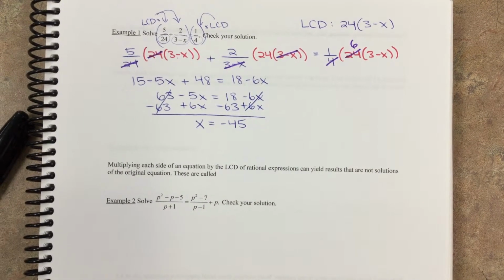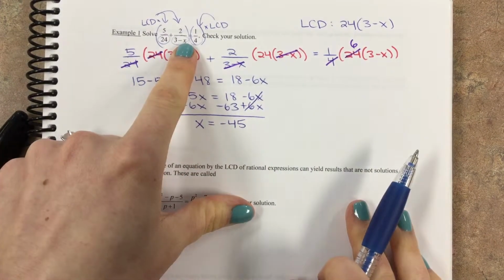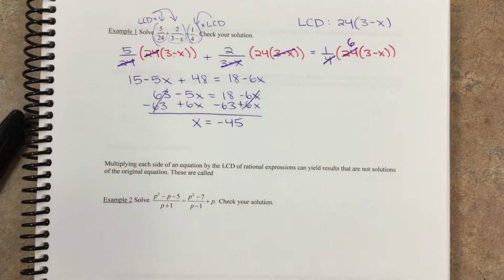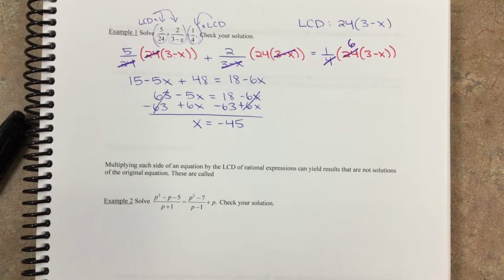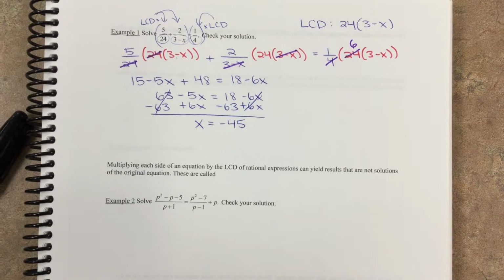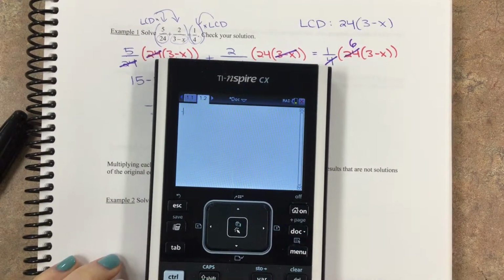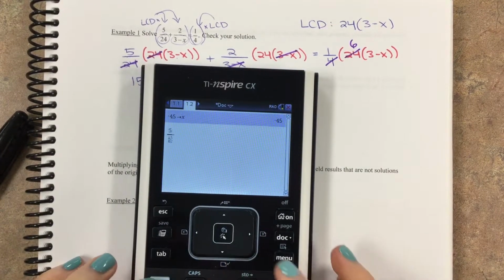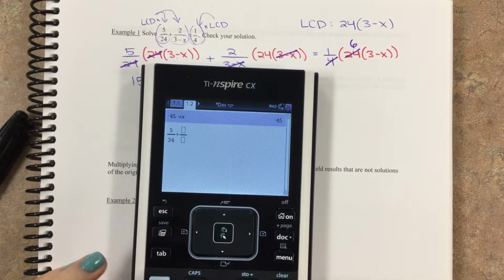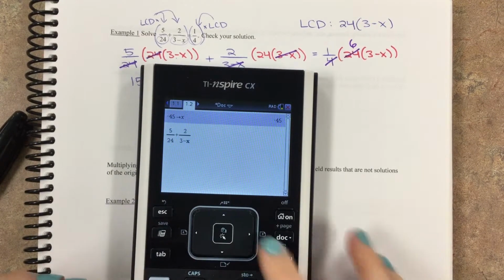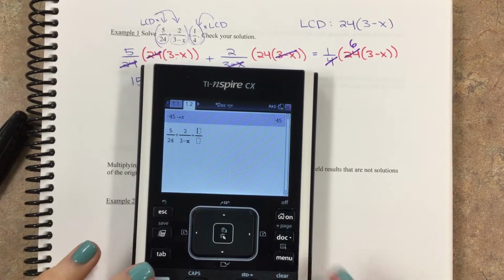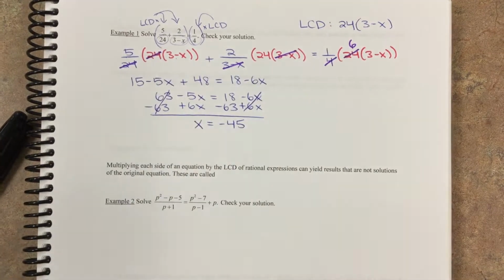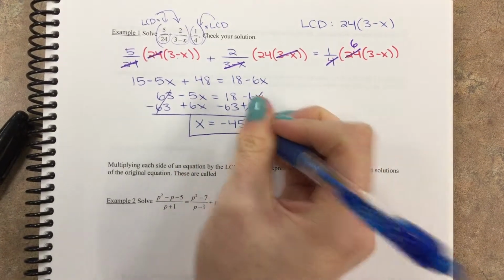Just double check that you're able to actually plug it in. So negative 45, if I plug that back in, 3 minus negative 45 is a perfectly acceptable denominator. And so one thing I would recommend doing is plugging these back into the calculator. And if you do that, then you'll be able to see that your answer was right. So what you want to do is take that negative 45 and store it in. And you can check. So plug in a fraction, 5 over 24, and then plus another fraction, 2 over 3 minus x. So now it's taking your stored version, equals, fraction again, 1 over 4. So you're just typing in the exact equation, hit enter, and we get true. So that means that your negative 45 is the right answer. So we can box it up and say that we're done.